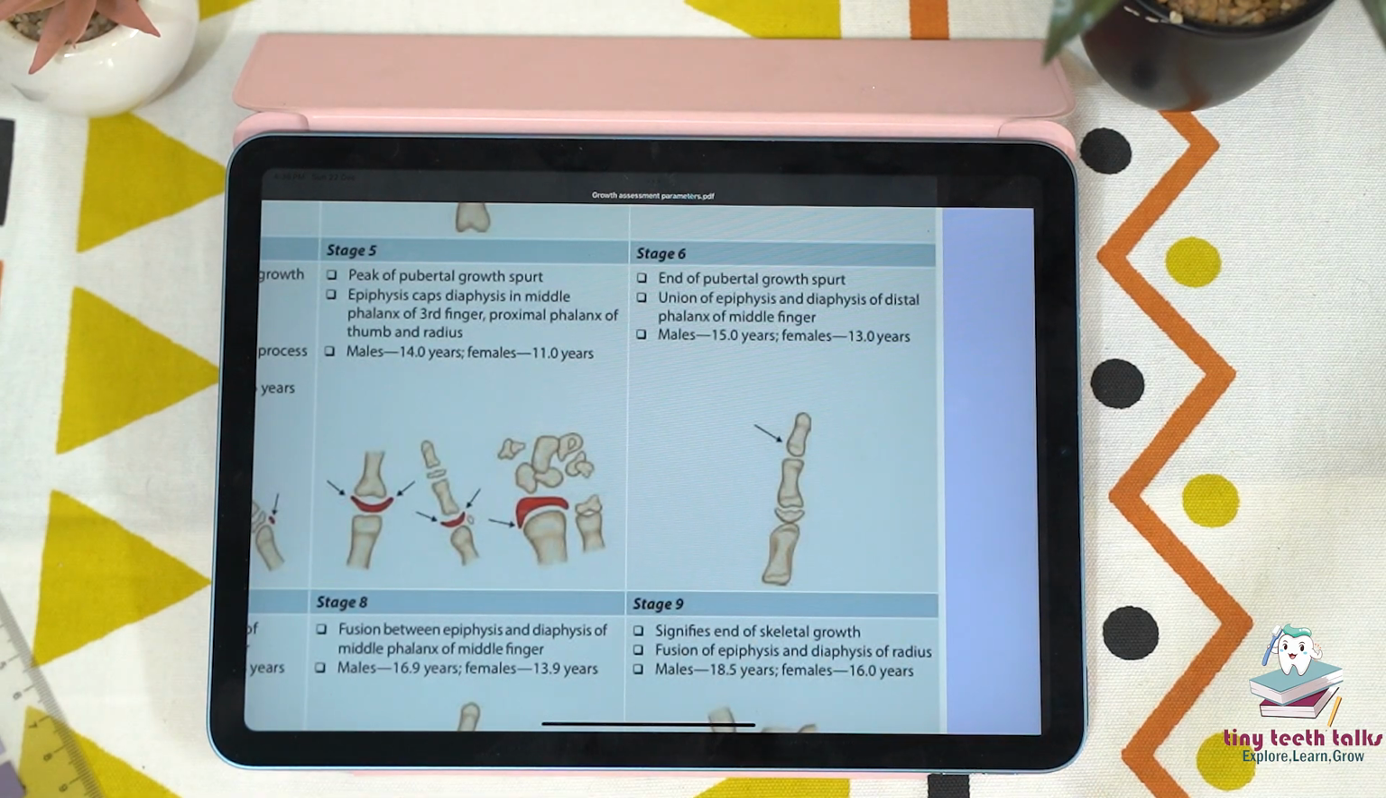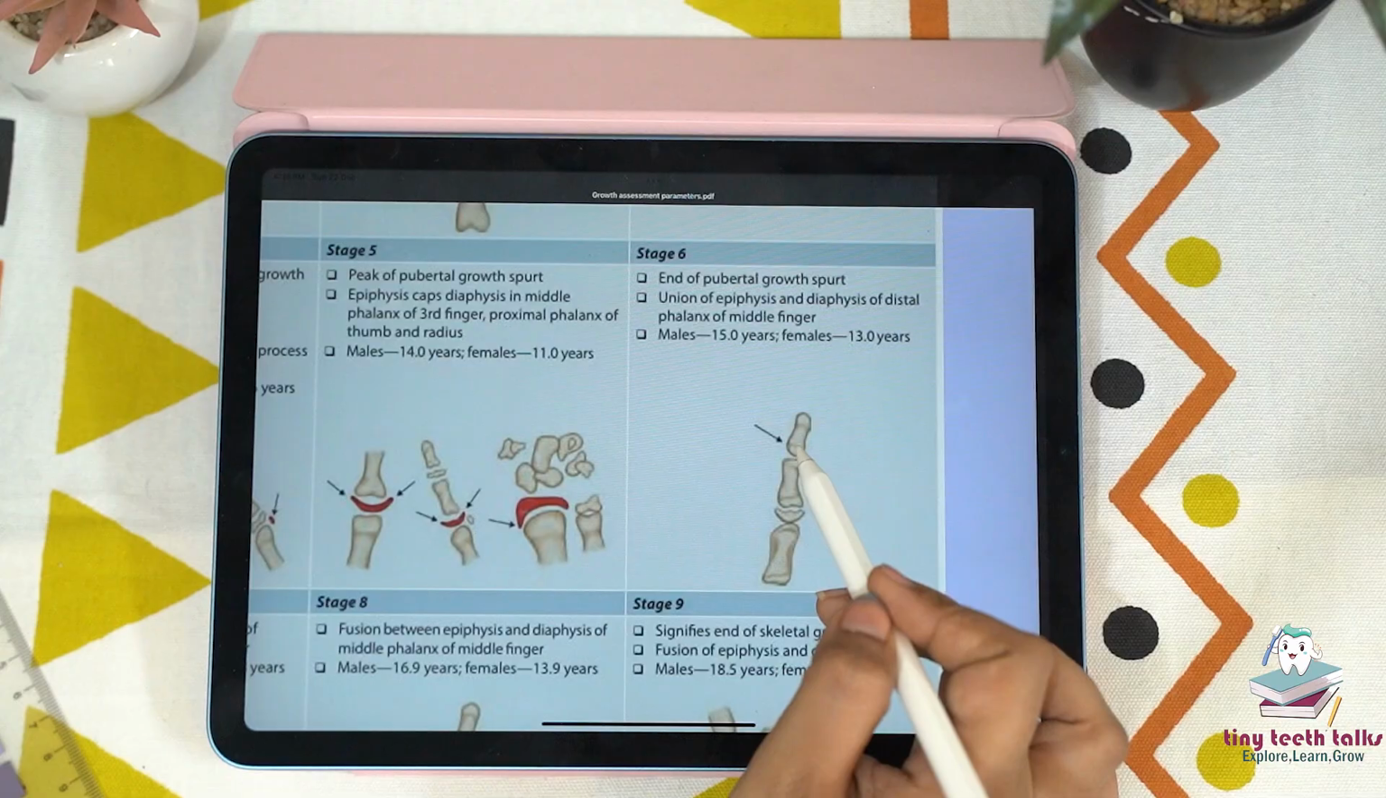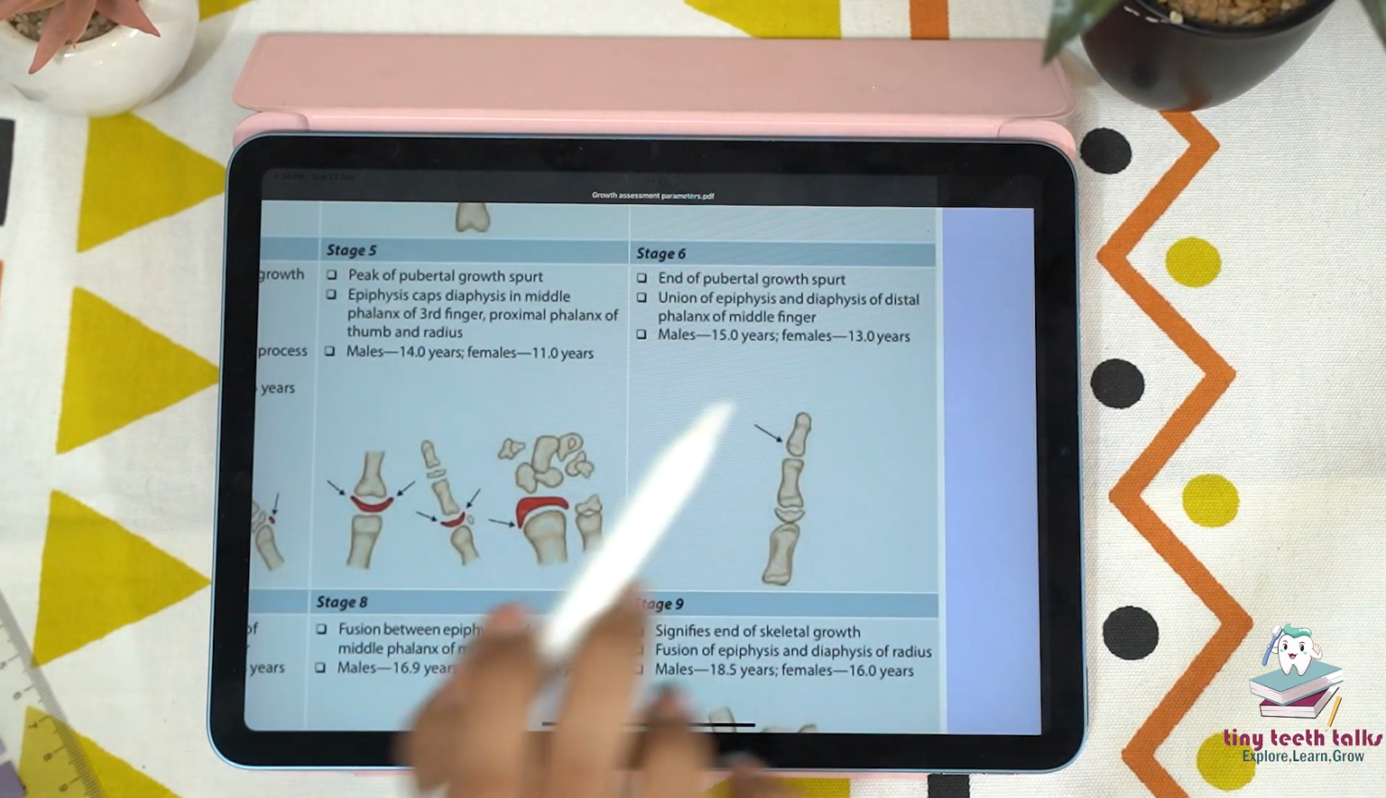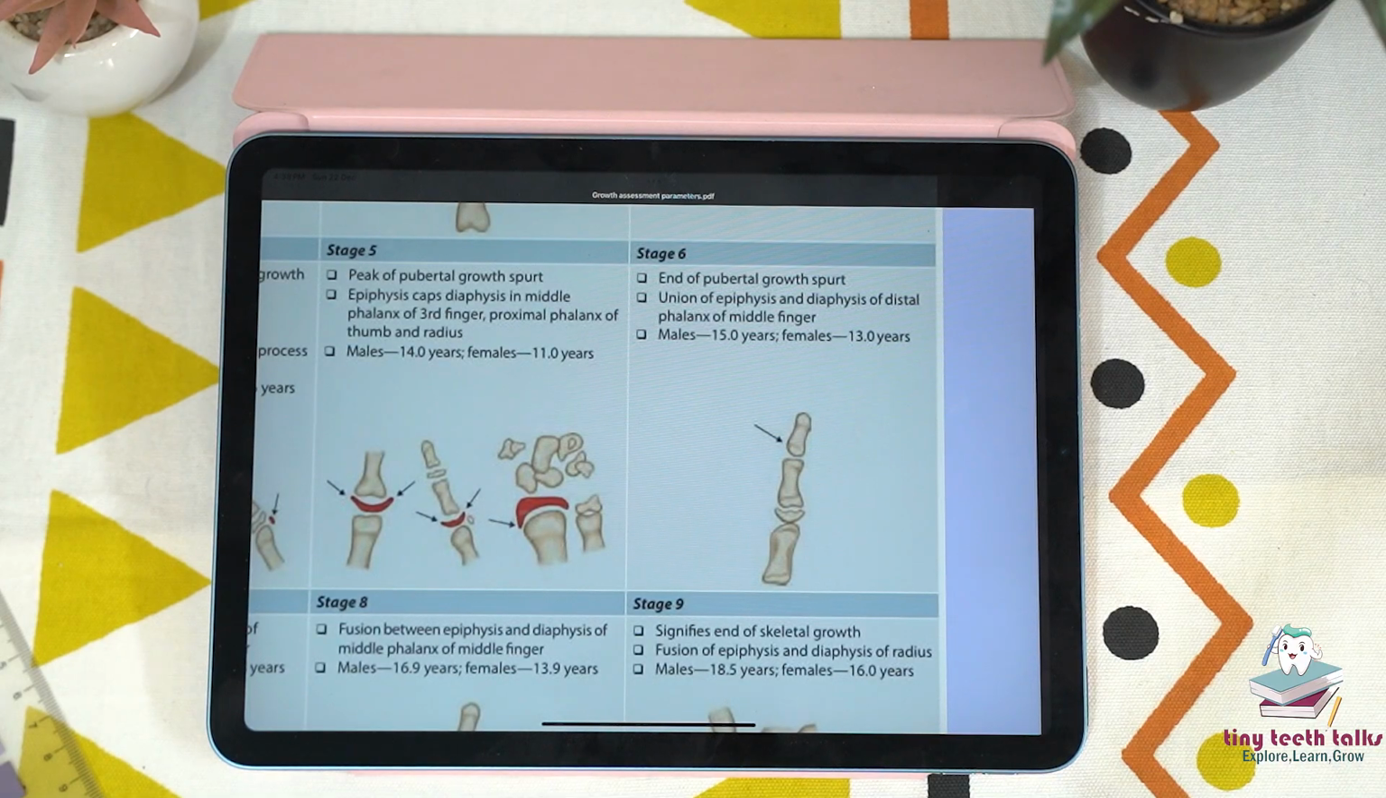Stage 6, end of the pubertal growth: union of epiphysis and diaphysis of the distal phalanx of the middle finger. So this is the distal phalanx and there is a union of the epiphysis and diaphysis. The age of male is 15 years and female 13 years.